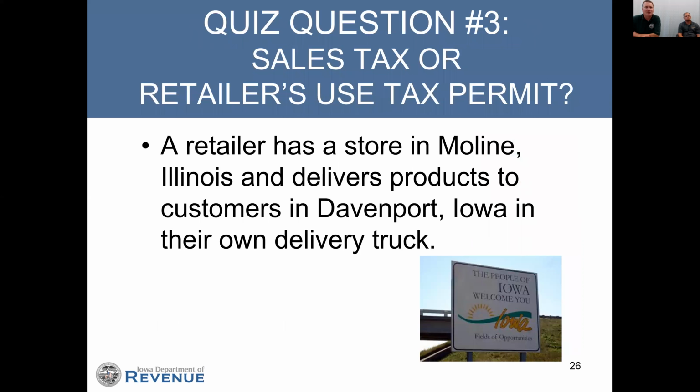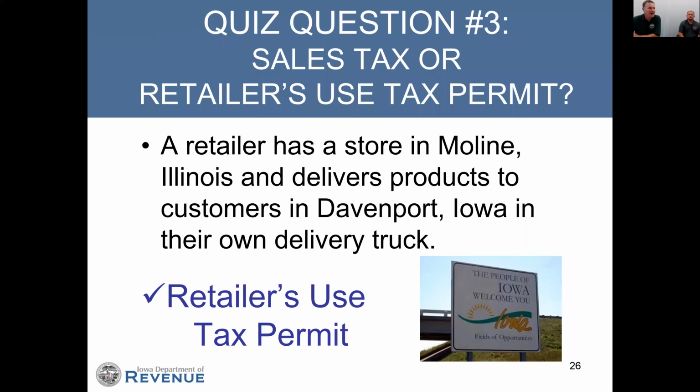Okay, again, quiz number 3, just to make sure you're following along with me here. We've got a retailer, they've got a store in Moline. They deliver products to customers in Davenport, Iowa in their own delivery truck. Do they need a sales tax permit or retailer's use tax permit? Well, in this situation, and this happens a lot in the Quad Cities, they're going to need retailer's use tax. Again, it does establish nexus if they've got their own truck making deliveries here.